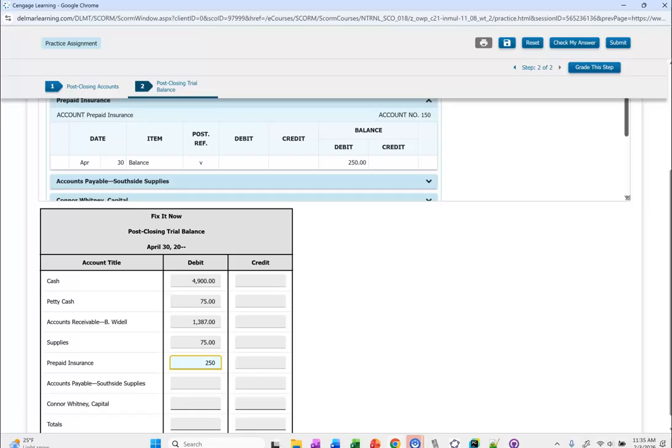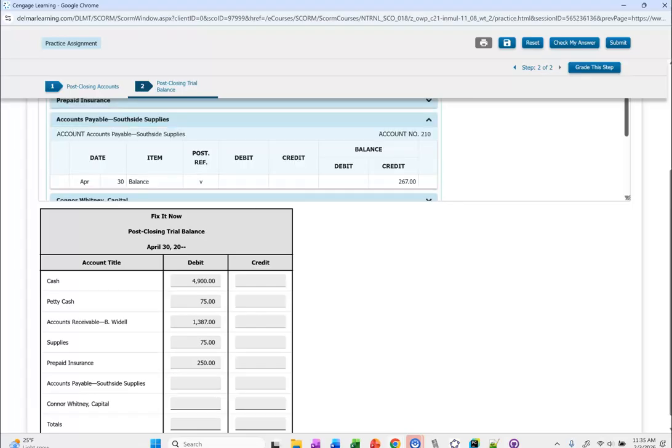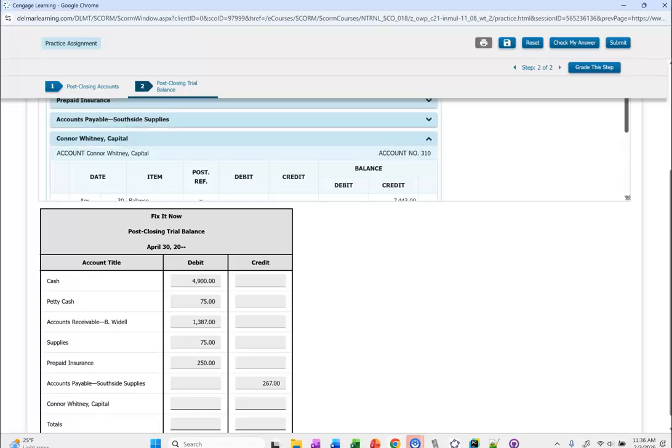Everybody feel okay about what I'm pulling the numbers from? Southside payable for supplies is a credit, 276. Nope, that's wrong. 267. 6-7. Yeah.